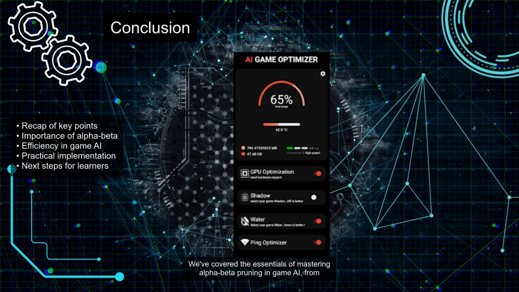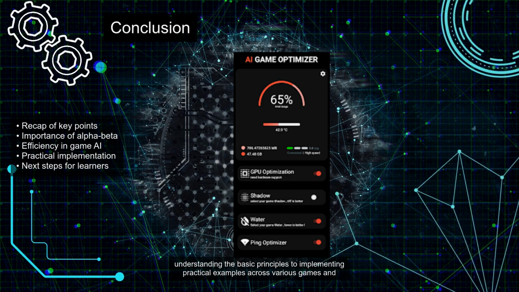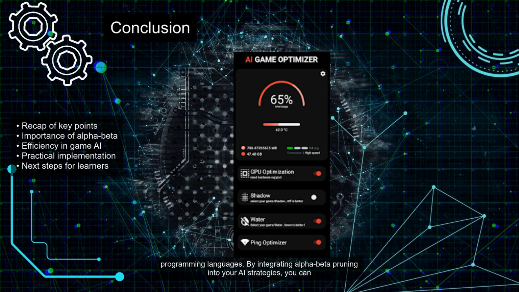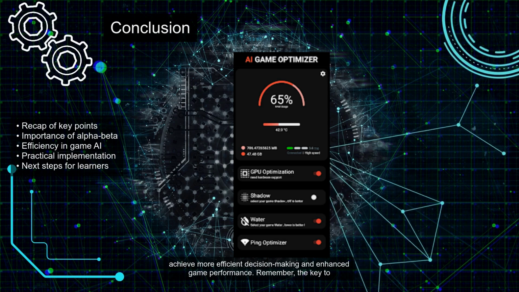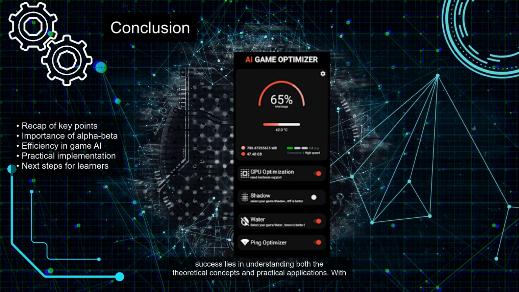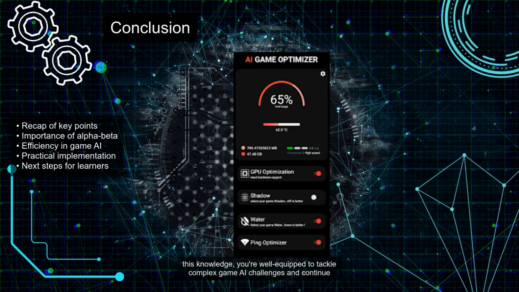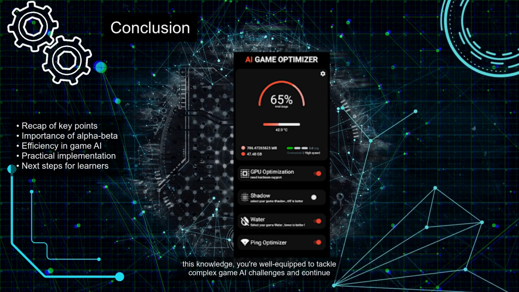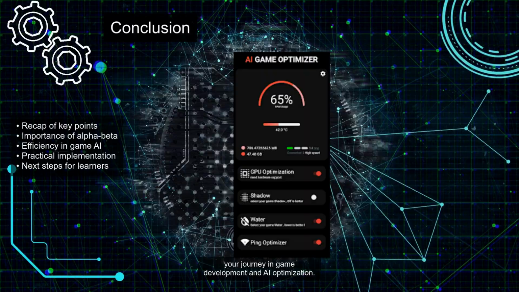We've covered the essentials of mastering alpha-beta pruning in game AI, from understanding the basic principles to implementing practical examples across various games and programming languages. By integrating alpha-beta pruning into your AI strategies, you can achieve more efficient decision-making and enhance game performance. Remember, the key to success lies in understanding both the theoretical concepts and practical applications. With this knowledge, you're well equipped to tackle complex game AI challenges and continue your journey in game development and AI optimization.